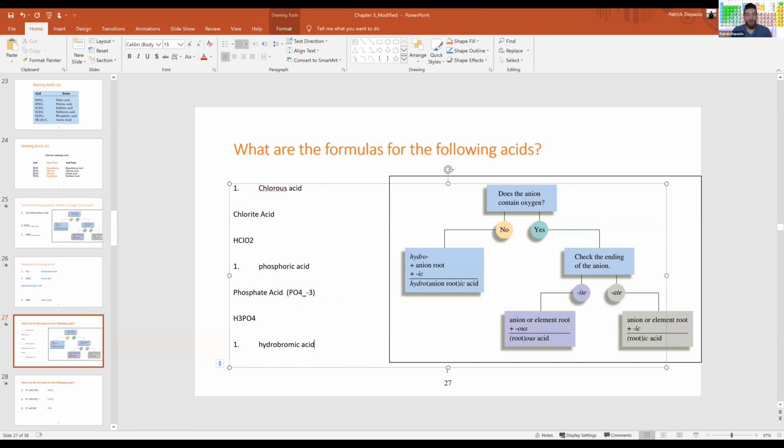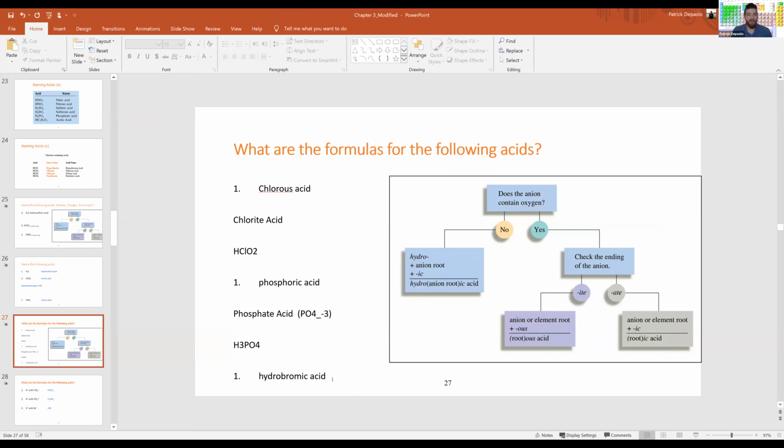Next one, hydrobromic. All right, this one we kind of went over before, but whenever you see hydro, think, okay, it's usually a singular anion. It's not polyatomic, because most of the polyatomics have oxygen in them. So hydrobromic, HBr, that's it. Wherever you see hydro, it's probably a singular atom. Hopefully that helps.